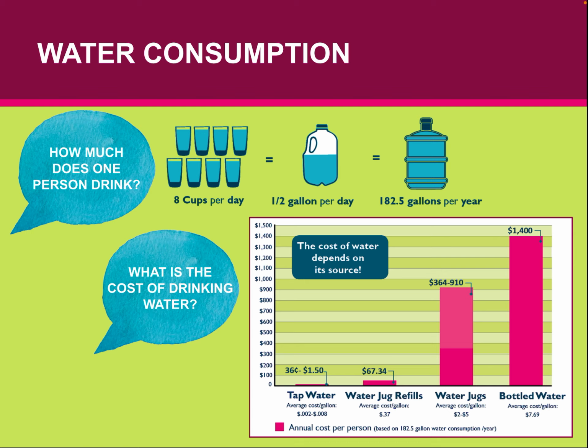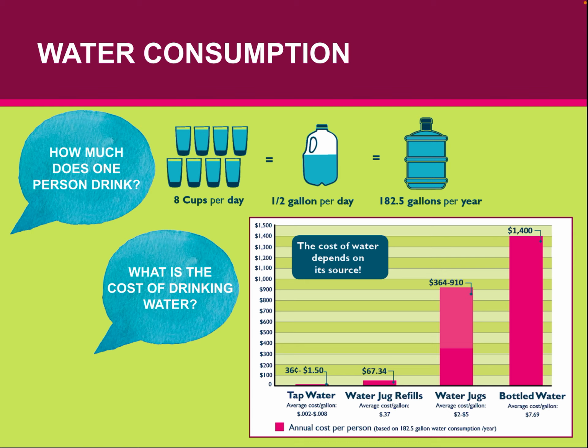Now, the cost of drinking water depends on the source, as you can see from this graph at the bottom right. If an individual solely drinks their water from bottled water sources, which has an average cost per gallon of $7.69, they are spending about $1,400 per year. If they are consuming the majority of their water from water jugs, which the average cost per gallon is $2 to $5, they are spending anywhere from between $364 to $910 per year. Water jug refills is about $67.34 per year, and then tap water is 36 cents to $1.50 per year.